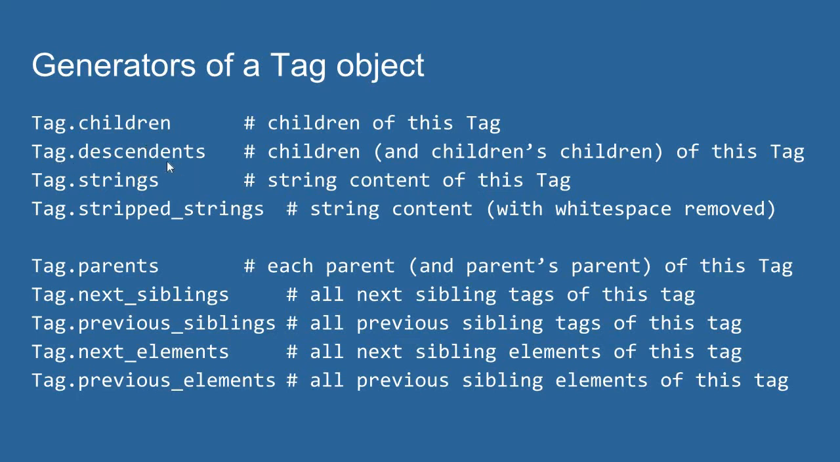Tag.descendants gives you children and the children's children, so you can kind of walk deep into an HTML document. Tag.strings and tag.stripped_strings allow you to loop through all of the string content inside your tag. Tag.parents, notice a lot of these are plural: strings, descendants, parents. This is a generator that lets you loop through all of the parents of a certain tag. The siblings and elements generators allow you to, again, loop through all of the siblings or elements of a tag. And we'll try to do an example of that at the end of this video.